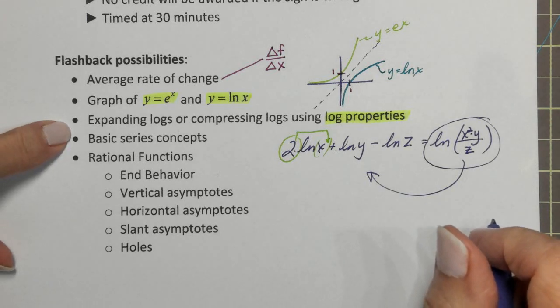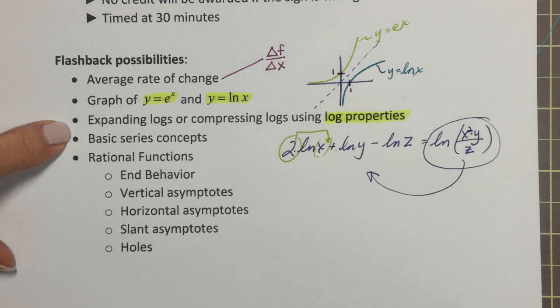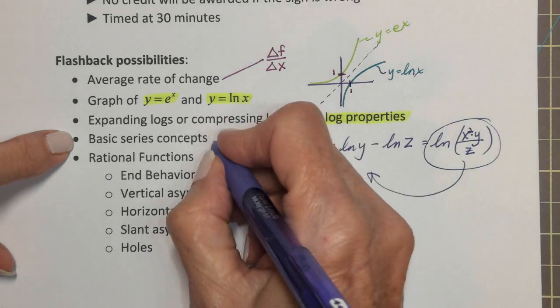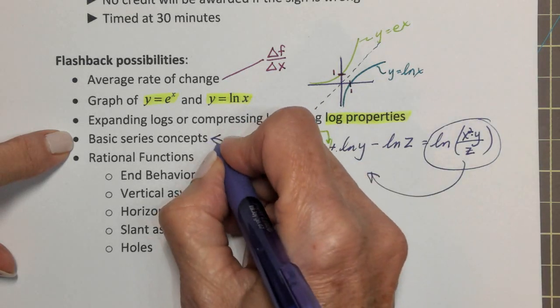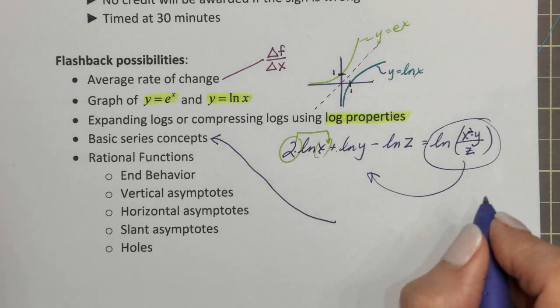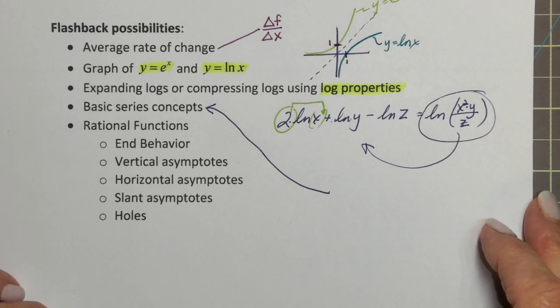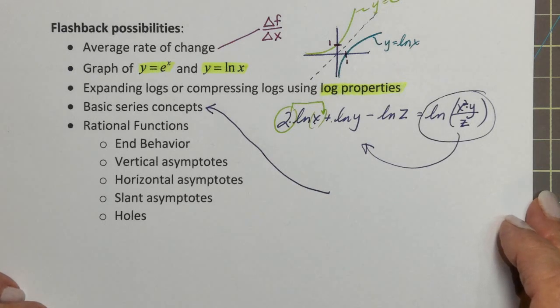Basic series concepts. Arithmetic, geometric. Know your series concepts. Know what to do to find a term in a series, if it's arithmetic or geometric or otherwise. Okay, know how to write a formula for a series and then use it to find a term. Okay, series, we had a bunch of equations, we had a bunch of formulas. Okay, for this test you don't need to know those formulas. Okay, just know those concepts.